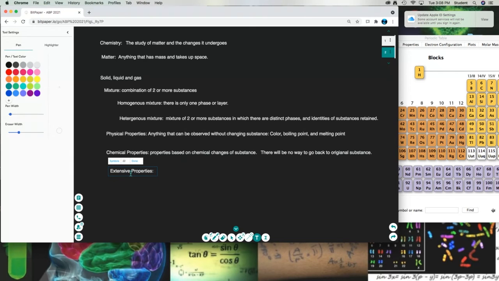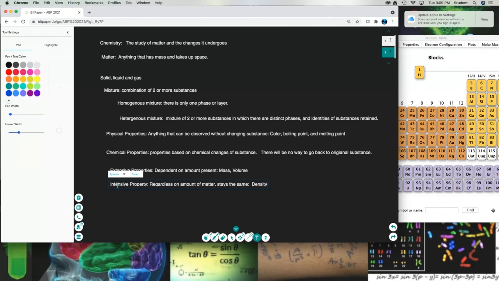So extensive properties are dependent on the amount present. So give me an example. Mass. Would volume be one? Volume, good. Any of those things we have to measure, right? An intensive property is the same regardless of how much we have. Density is a good one for that, right?